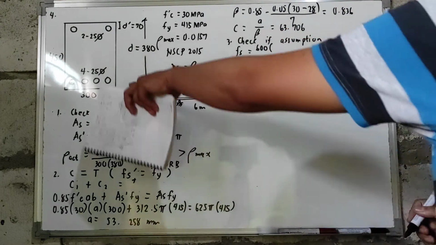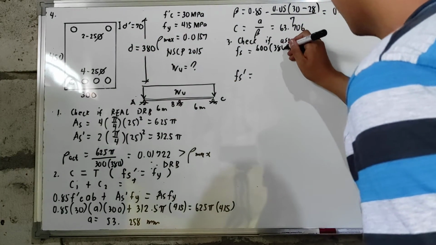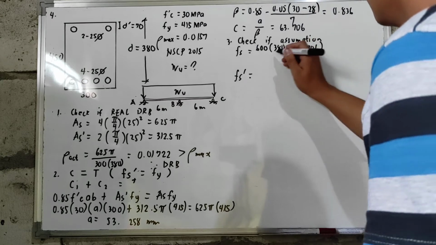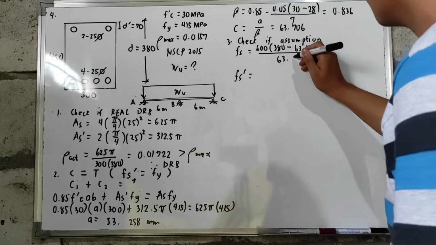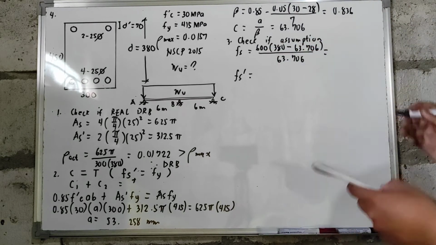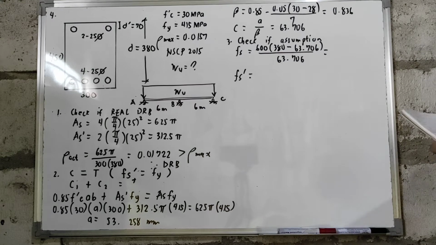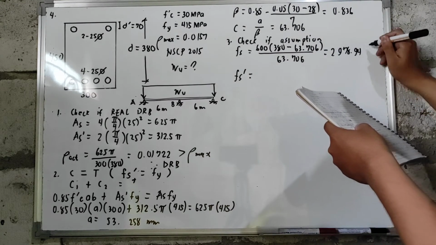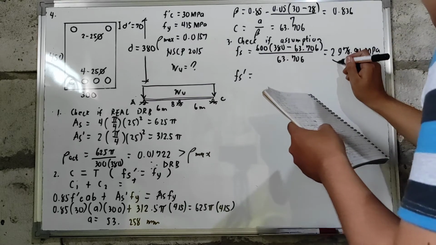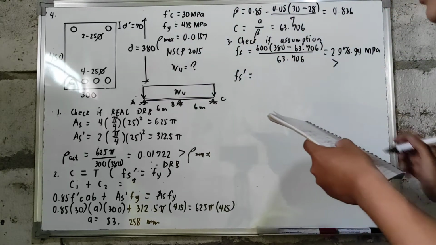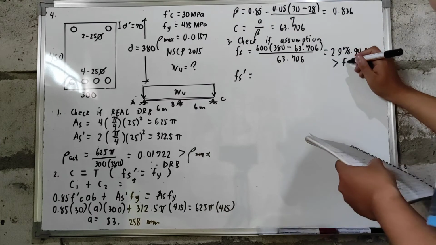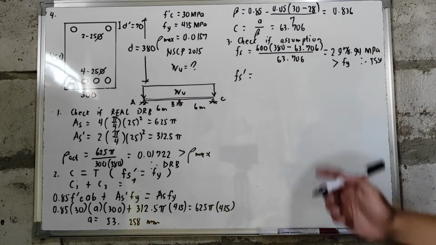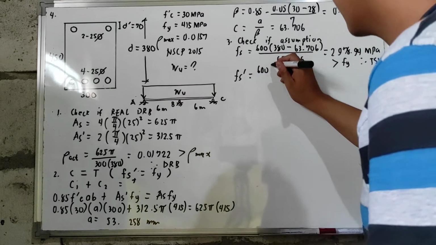D, we have an effective depth of 318 minus yung C natin na 63.706, over yung C natin na 63.706. So, we have a value which is equal to 2,978.94 megapascal, which is greater than the value of your Fy na 415 megapascal. Therefore, tension still yields.